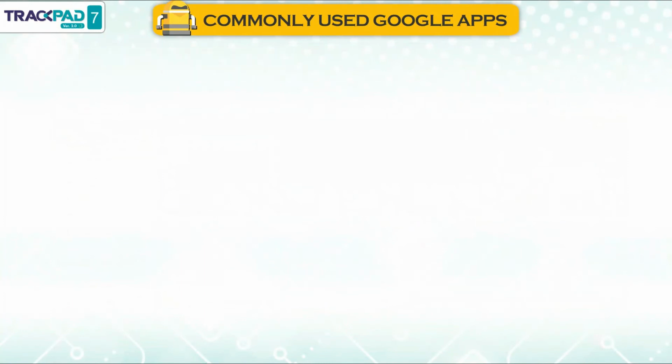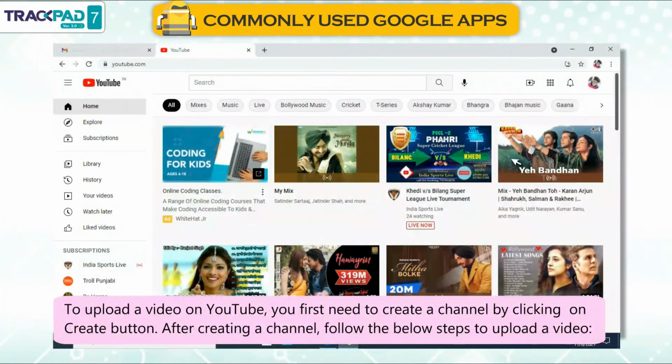Uploading a video on YouTube. To upload a video on YouTube, you first need to create a channel by clicking on the Create button. After creating a channel, follow the below steps to upload a video.